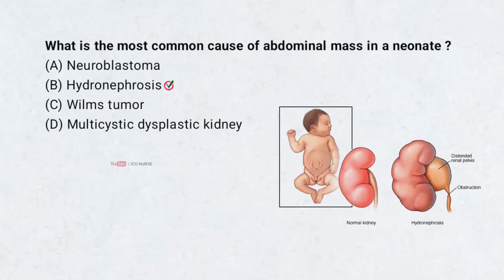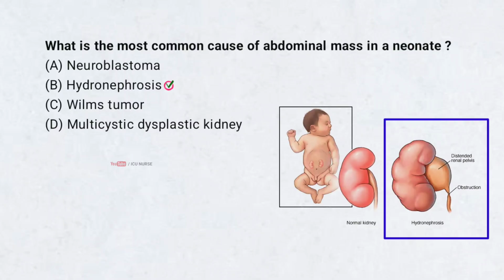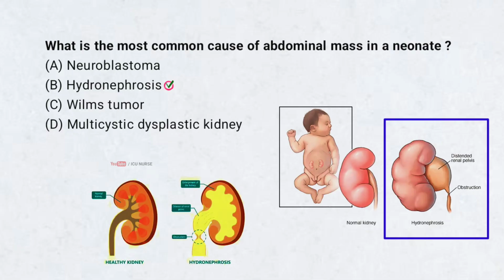Hydronephrosis is the most common cause of an abdominal mass in neonates. It usually results from urinary tract obstruction, which leads to swelling of the kidneys. Many cases are detected during prenatal ultrasounds. Early diagnosis helps guide monitoring or treatment depending on severity. Most mild cases resolve on their own.